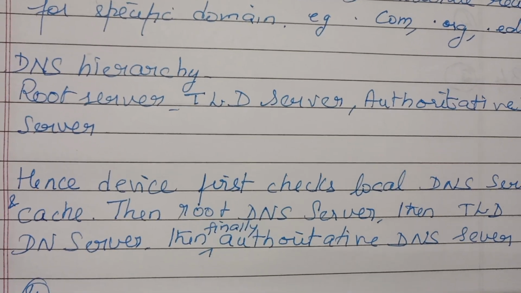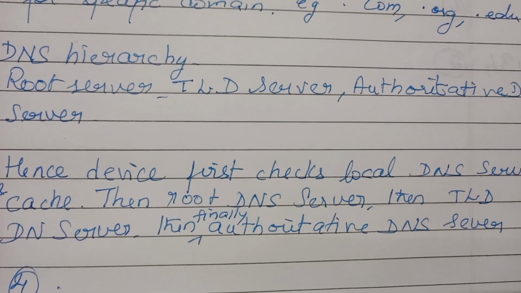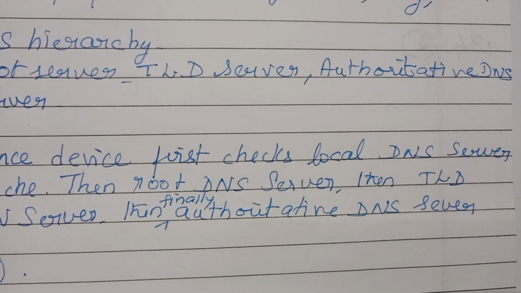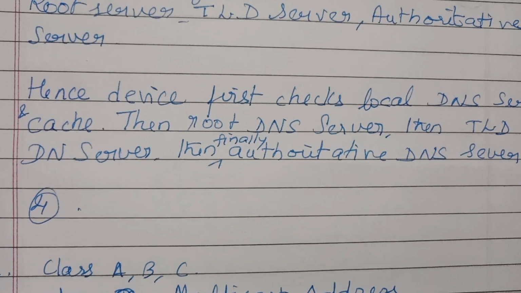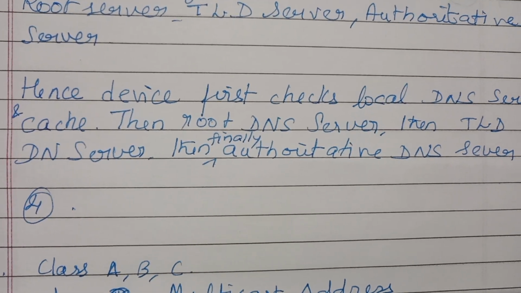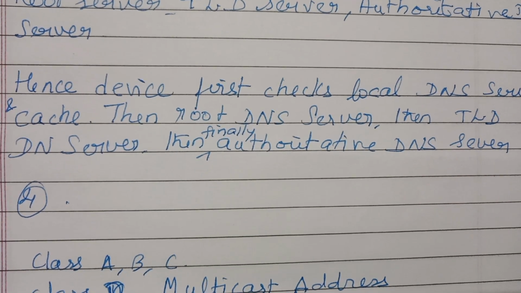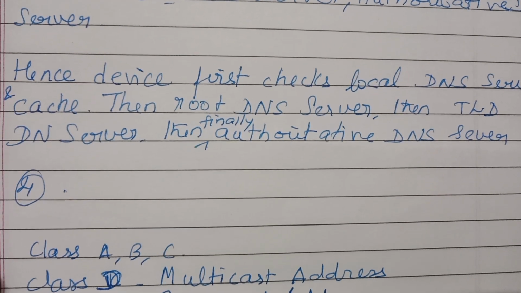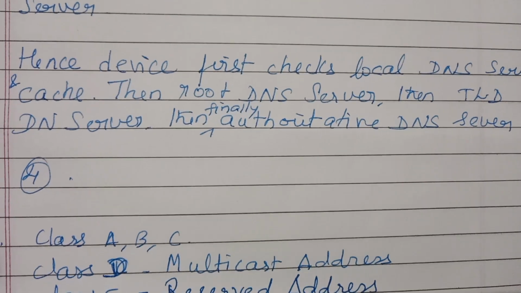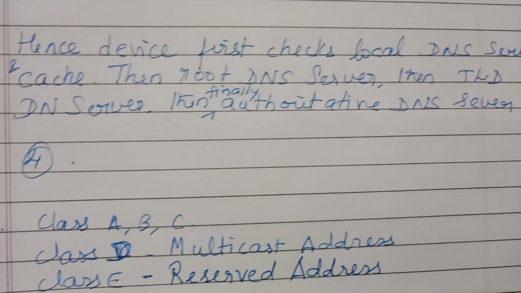So normally the hierarchy will be like the root server, next the TLD server, then the authoritative DNS server. So first the device will check the local cache and then go to the local DNS server. Next it will go to the root server, then the TLD domain server, then finally the authoritative DNS server. So accordingly the answer will be option number 4.